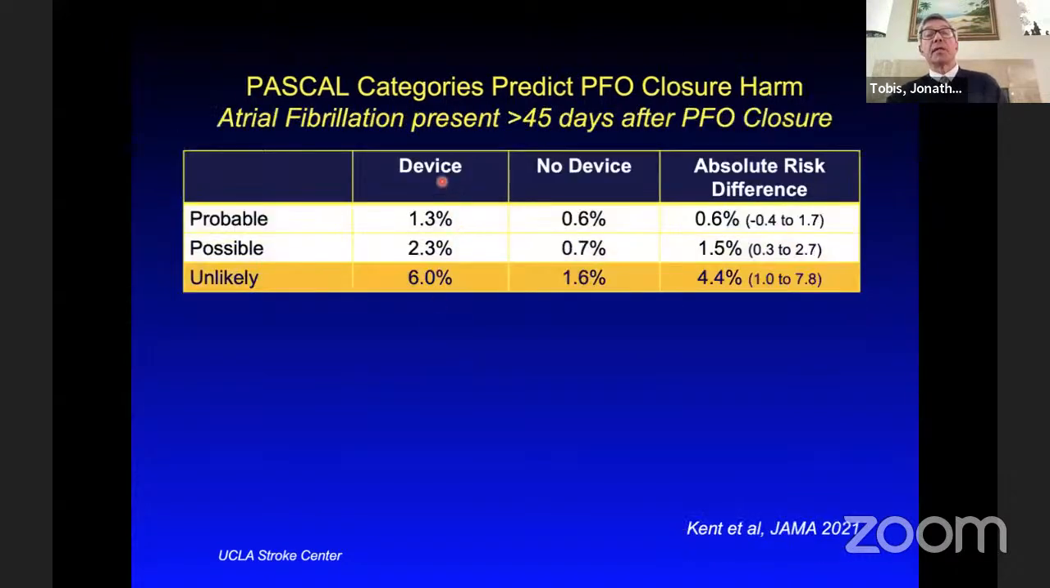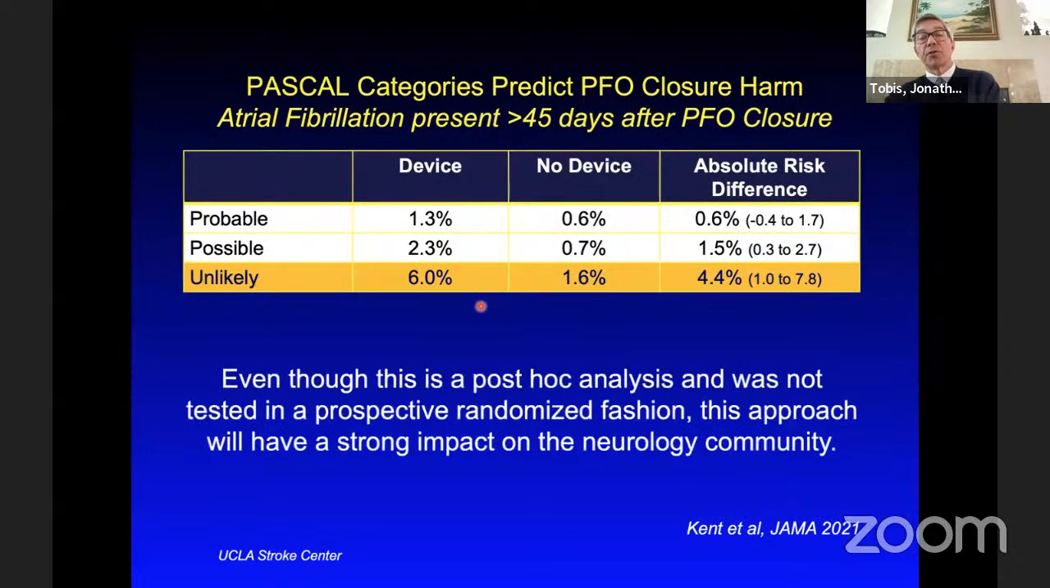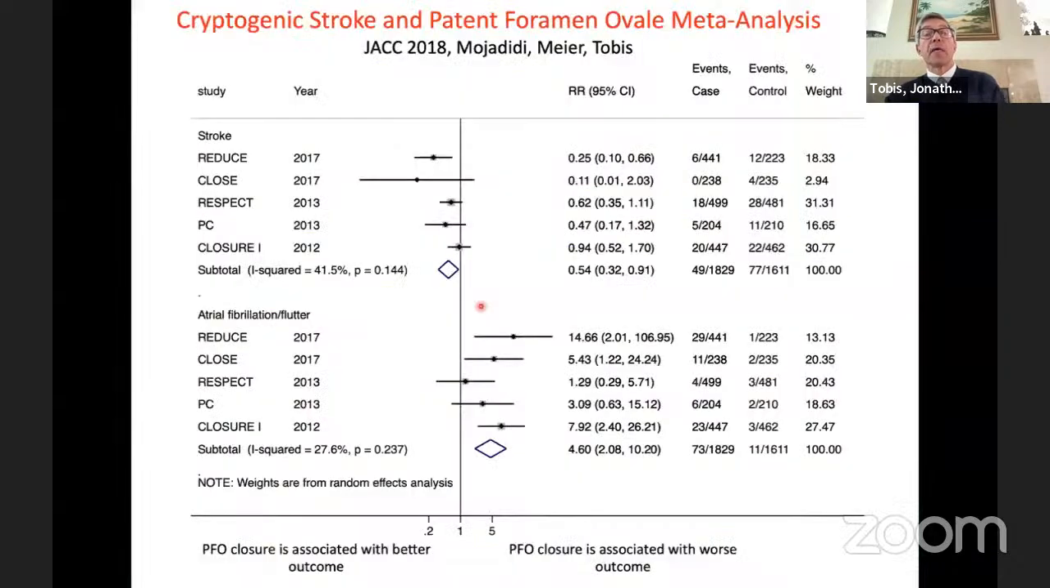In addition, late onset atrial fibrillation was more common in the group whose stroke was unlikely associated with the PFO. So I think this is a useful screening method for identifying which patients should be closed.